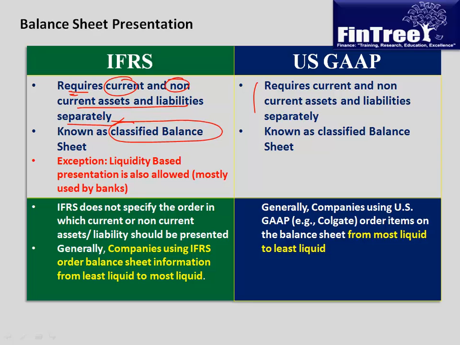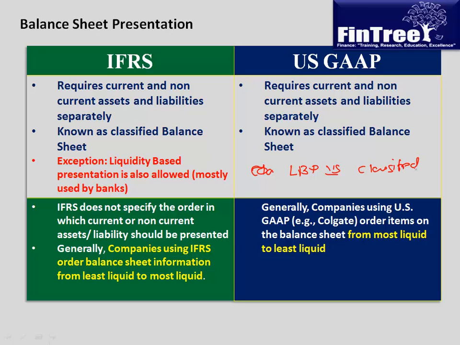One exception which is allowed in IFRS is the liquidity based presentation. Okay, so how you want to think of this is that liquidity based presentation, so let me call this LBP, is opposite of classified balance sheet, which means in liquidity based presentation there would not be a bifurcation of current assets and non-current assets.